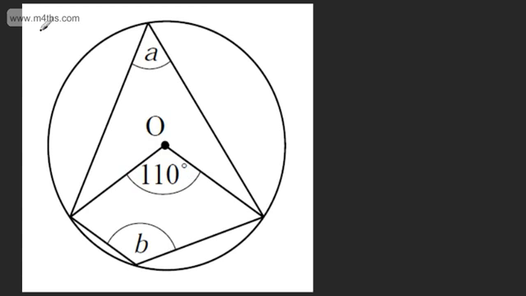Right, what else have we got? Okay, this one's quite nice. Angles at the centre are double that of the circumference, so that's going to be 55 degrees. Opposite angles of a cyclic quadrilateral have to equal 180, so this is going to be 125 degrees, and that will give me my 180. So if that's 110, that's 55, opposite angles equal 180.